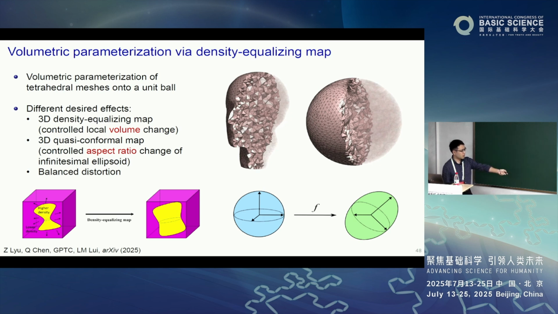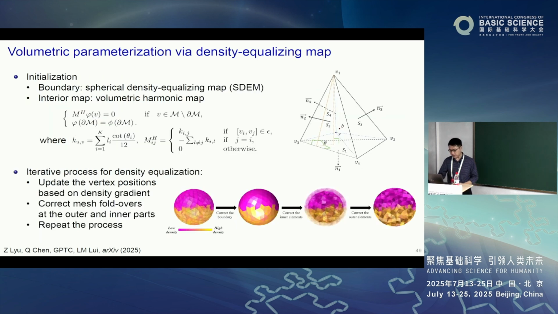So in this case, we are extending the idea of quasi-conformal mapping to 3D by considering the aspect ratios A, B, C, and then we can have balanced distortions and so on. So this is just a very simple framework. We have the initial mapping given by the boundary mapping and the interior mapping. The boundary mapping will be based on one of our previous works, which is the SDEM, and the interior mapping is based on just a simple volumetric harmonic map.